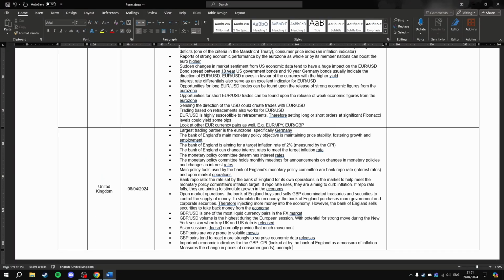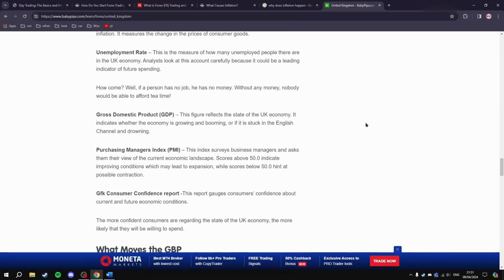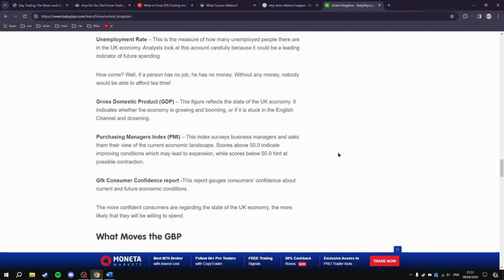Unemployment rate. This is the measure of how many unemployed people there are in the UK economy.